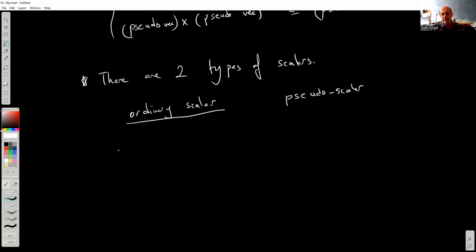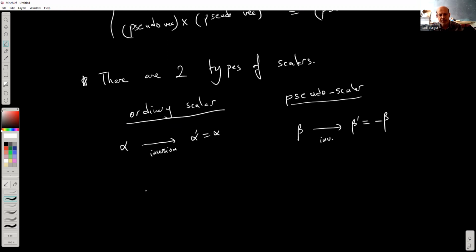So in any case, an ordinary scalar doesn't change sign under inversion. Under inversion, it just remains the same. A pseudoscalar, however, is a quantity that changes sign under inversion. So let's say this is beta prime that's equal to minus beta, for example, under inversion. So the examples are like these.